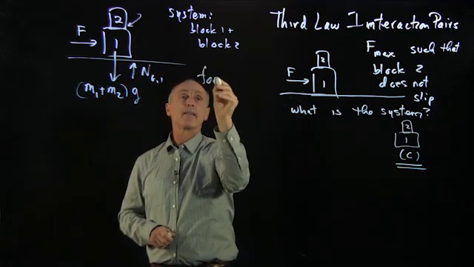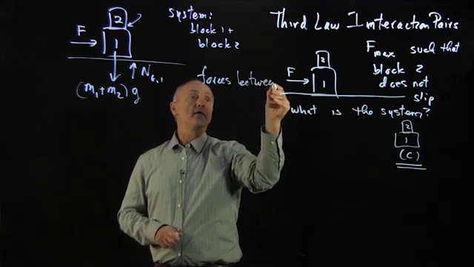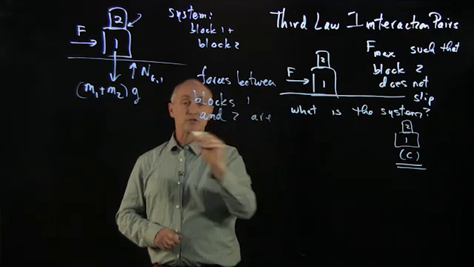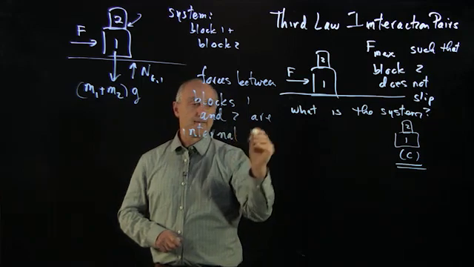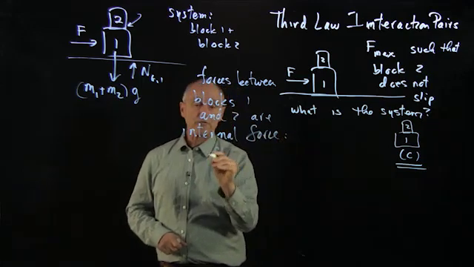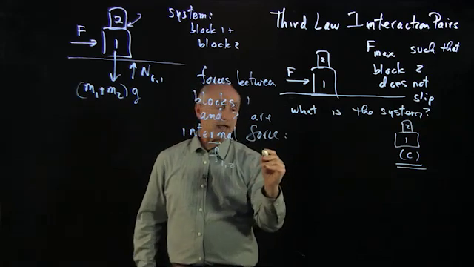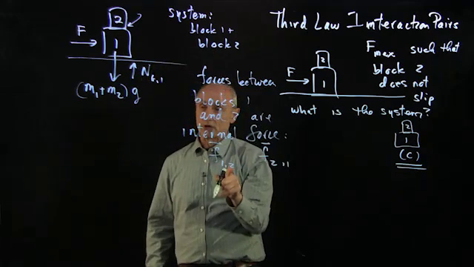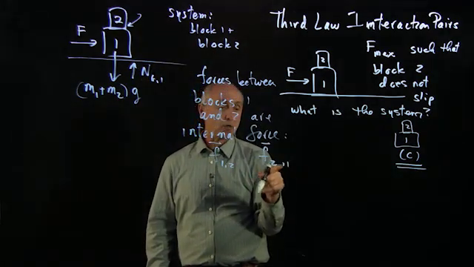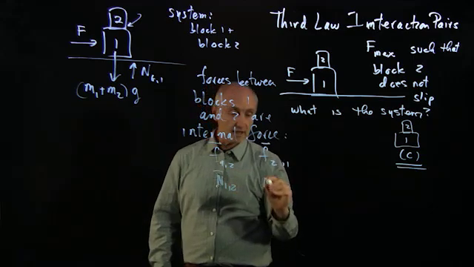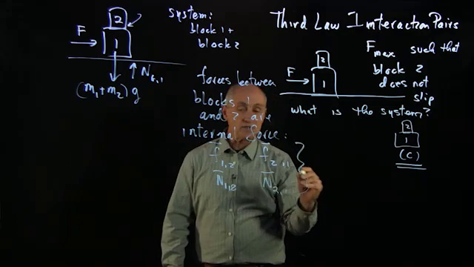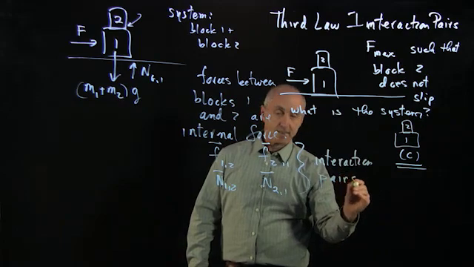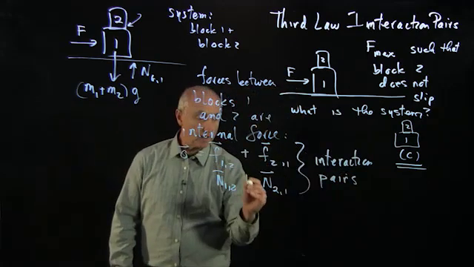Well, the forces between blocks 1 and 2 are internal forces. And we saw that they were friction forces, F12 and F21. This was the friction force on block 2 due to 1, and the friction force on block 1 due to 2. There were normal forces between these two blocks, but these are interaction pairs, and the sum of them is 0.